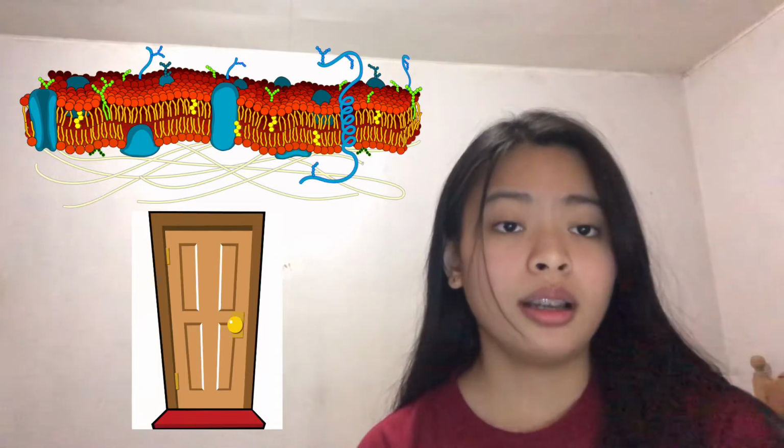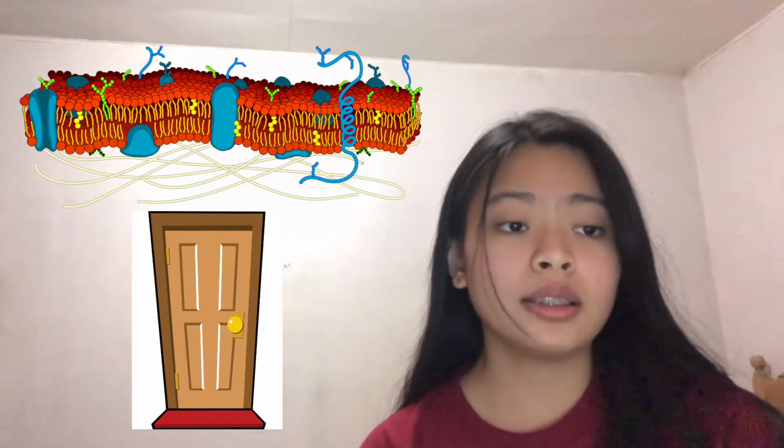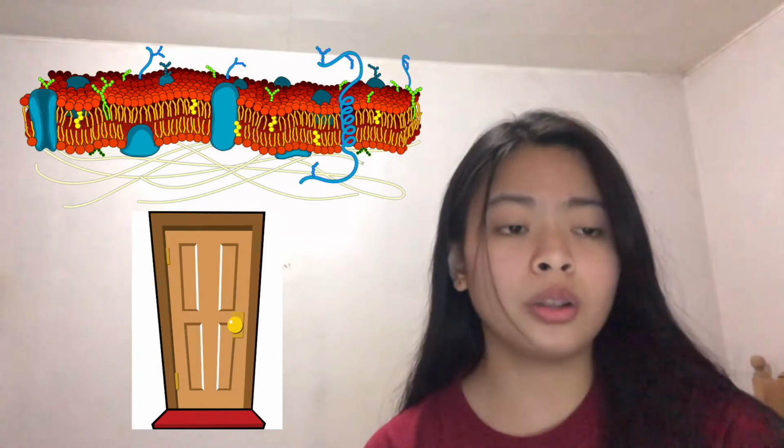First, we have cell membrane as restaurant doors. A cell membrane controls what goes in and out of a cell, just like a door controls who and what goes in and out of a restaurant.